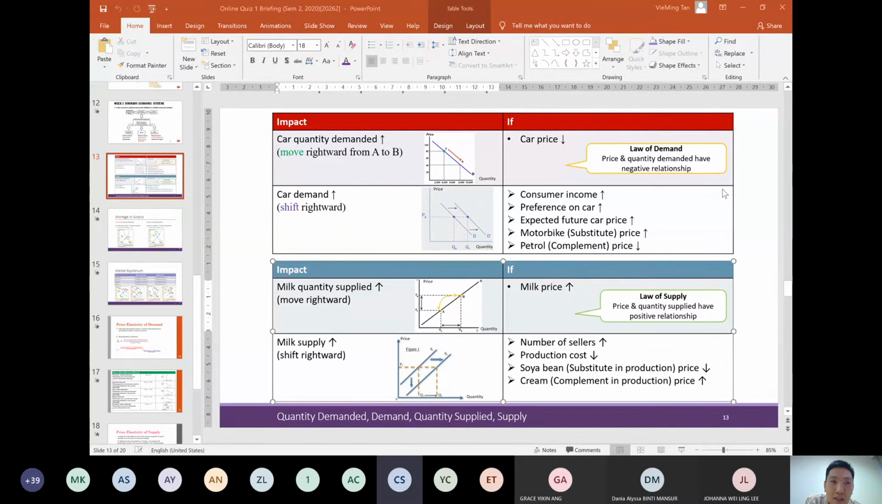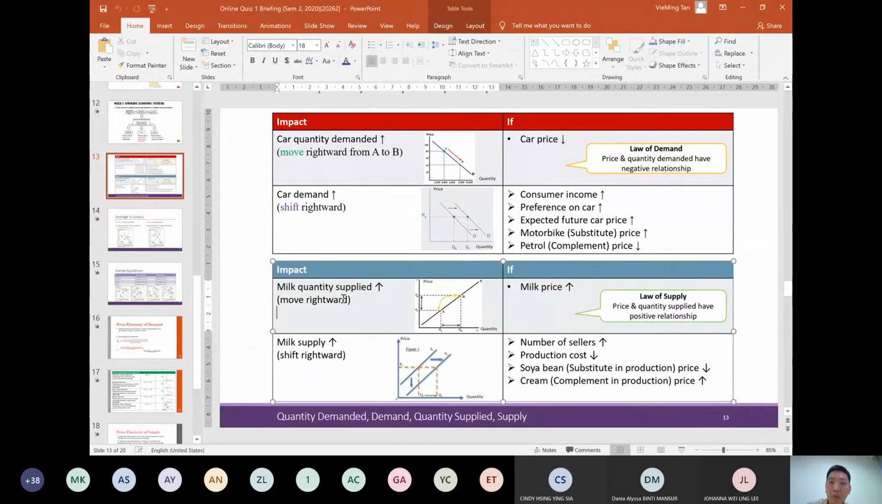Price and quantity supply have a positive relationship. Okay, can you repeat? Yeah, correct. Price and quantity supply have a positive relationship. So that means product price and quantity supply have a positive relationship. When the price of the product is increasing, you may expect the quantity supply will increase also. That is the belief from the law of supply.